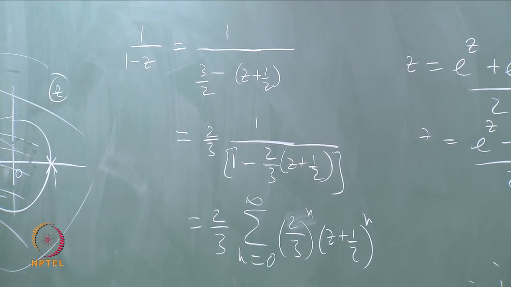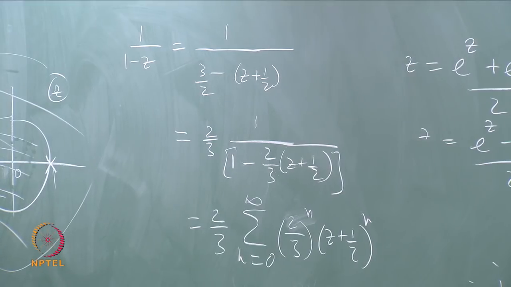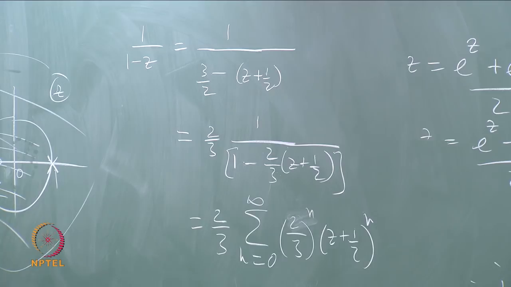It is the same function. I started with 1 over 1 minus z, so it is the same function, but now it looks like a totally different power series because the center of this power series is the point minus half and not the point 0 as earlier. Where does this converge?